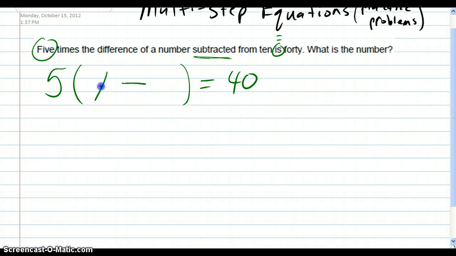So I know you may want to put x minus 10, but that's wrong. Because whatever number we put here, it's minus 10. We're subtracting 10 from that number. So it's the other way around.